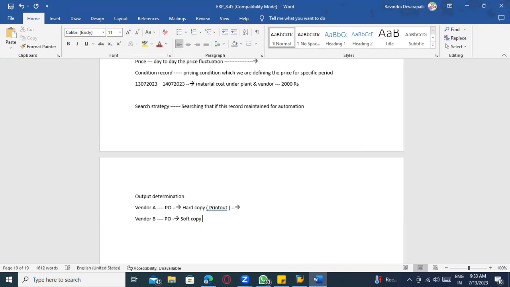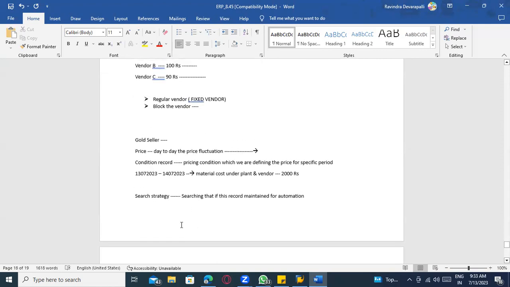That means I'm not taking the printout. I'm just taking the PDF conversion, and I send that PDF to the mail. So vendor to vendor, the medium is different: printout, PDF conversion, fax, telex, whatever they are using. So how does the system know that for vendor A it must be hard copy, or for vendor B it must be soft copy? That we maintain in the condition record. It's one kind of condition record.